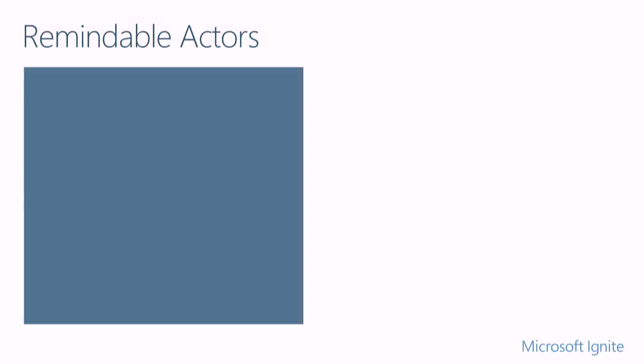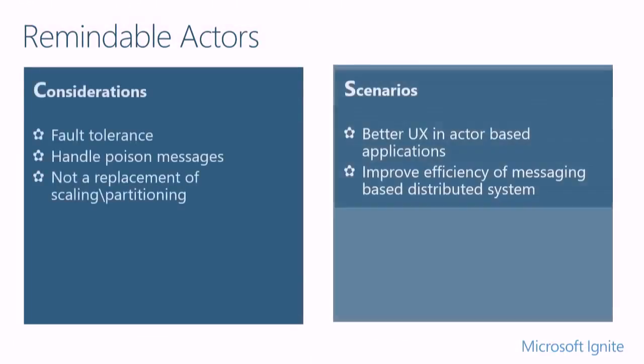A few of the considerations that you should keep in mind while using this pattern are that your actor itself needs to be fault tolerant. And since reminders are nothing but just a message, you should have the capability of handling poison messages. It's not a replacement for scaling. You still need to have scaling in place. Some of the scenarios where you can use it is when you want to build a better UX in an actor-based application which involves long-running processes. It, of course, improves efficiency.